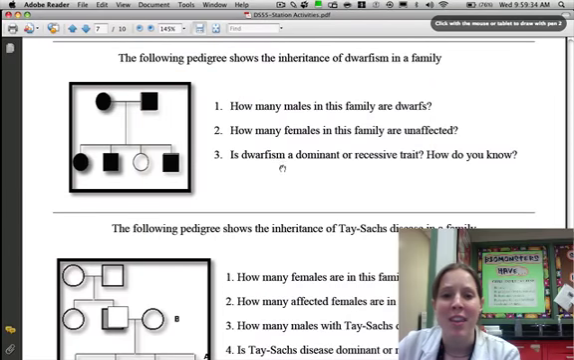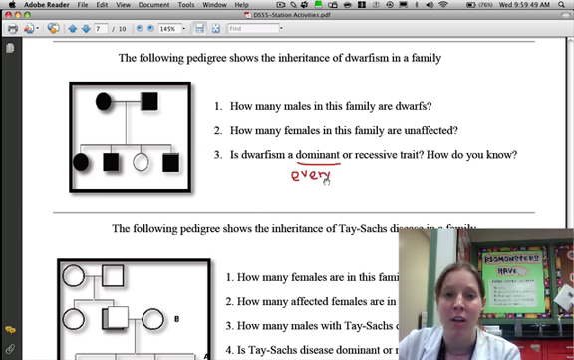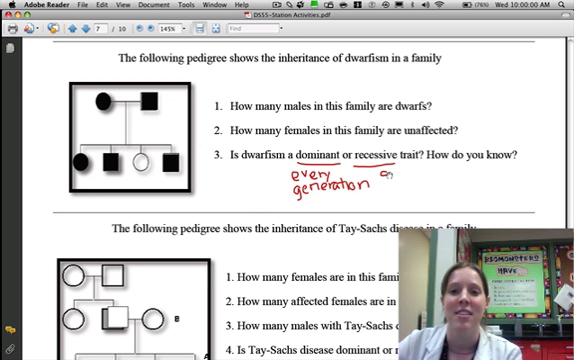Question 3 says, is dwarfism a dominant or recessive trait? How do you know? To answer this question, I have to think about what I already know about dominant and recessive traits from our genetics unit. I know that dominant traits tend to appear in every generation because, remember, to be dominant means that that gene is stronger. So usually if the parents have it, the kids are going to have it. I know that recessive traits, on the other hand, tend to skip generations. That's because, remember, recessive traits are weaker.